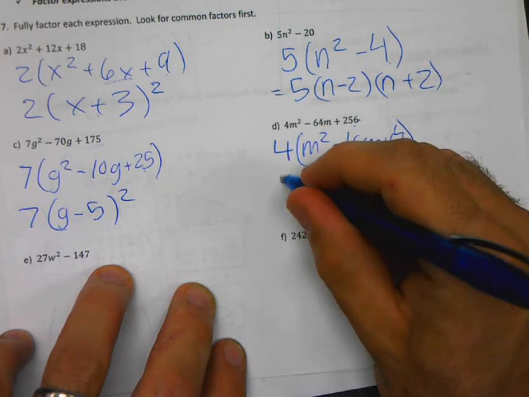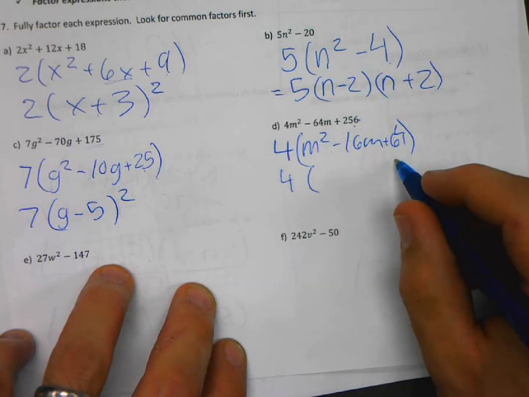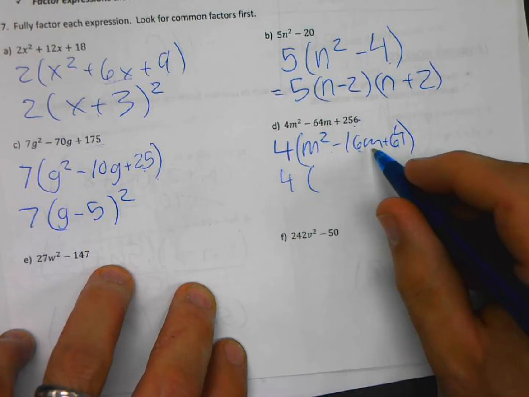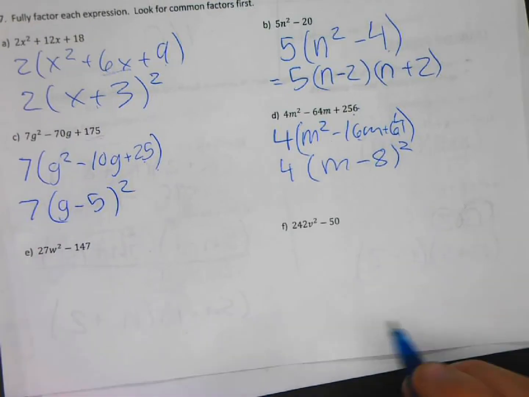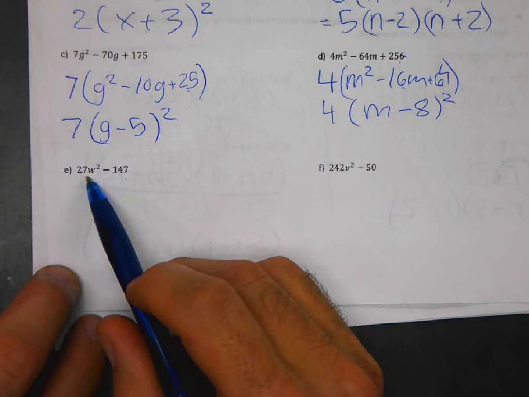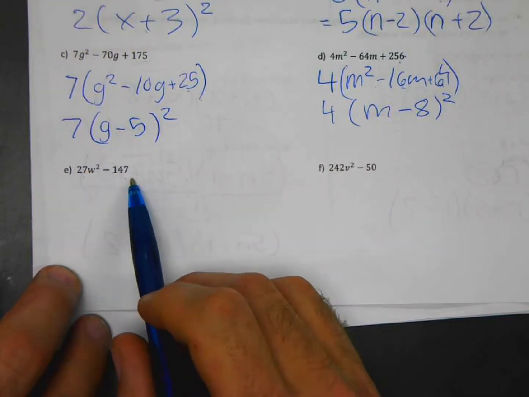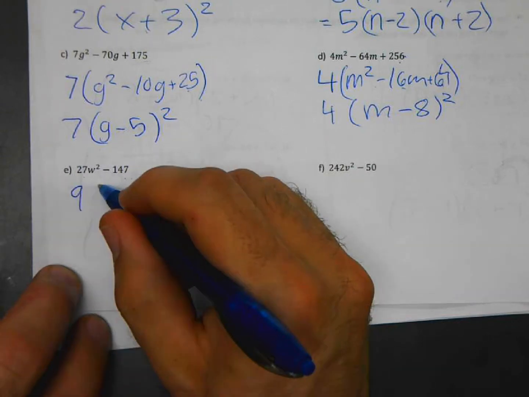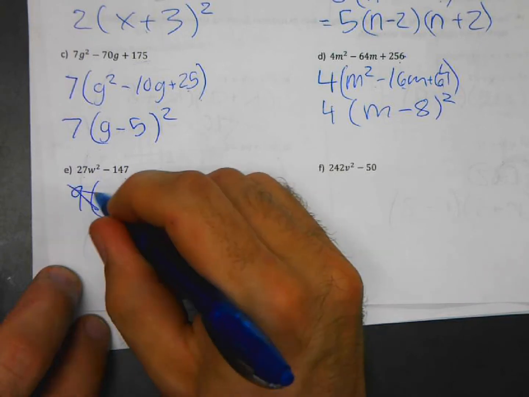Okay? So we get 4. This is a perfect square in here. So the square root of this is 8. Double it, we get 16. That's how we know. So it's m minus 8 all squared. Okay. This one looks like it could be a difference of squares, but these aren't perfect square numbers. So we're going to divide both of these by the biggest number we can, which I think is 9. Maybe. No, maybe not. It's 3.